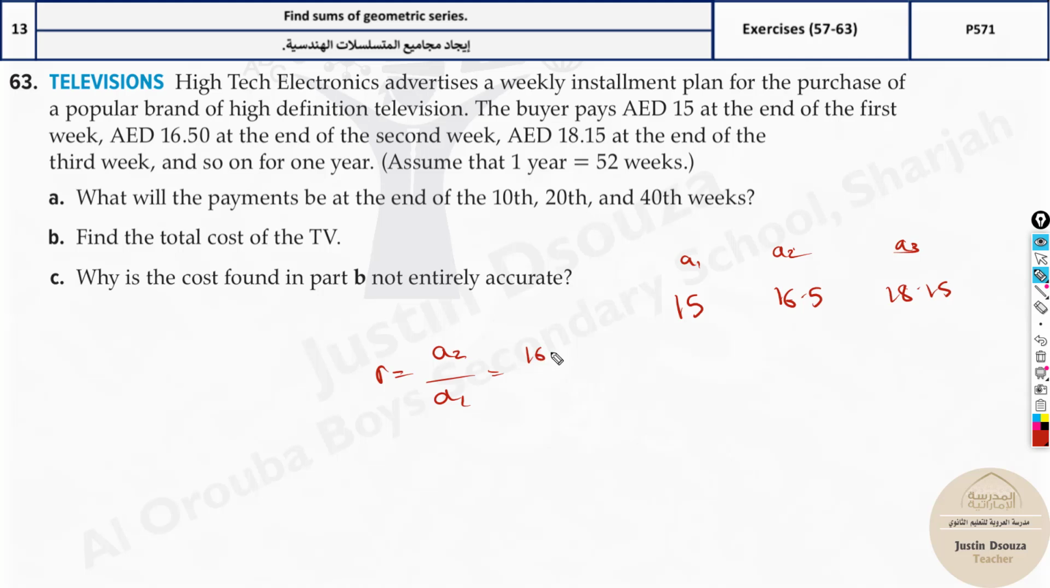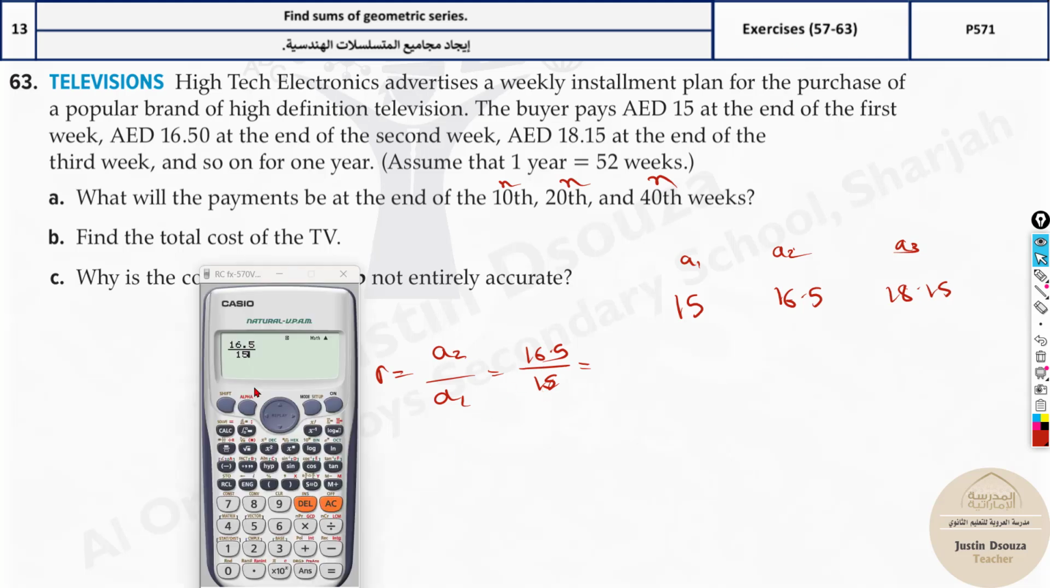So I'll just do that. It'll be 16.5 divided by 15. You need to put it in the calculator. You'll get the value. A1 is known, 15. What is N? N varies over here. These are all N values. So the first problem, the A part, we will now do it. Here we have 16.5 divided by 15. The answer is 1.1. So that is the R value.